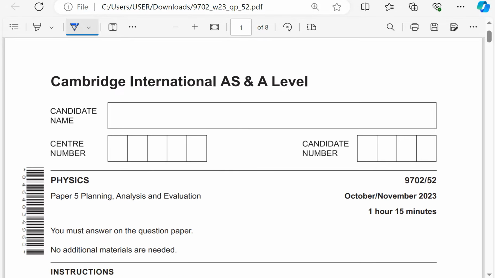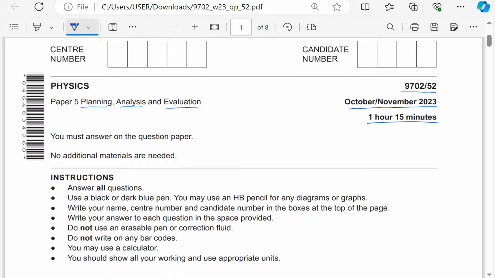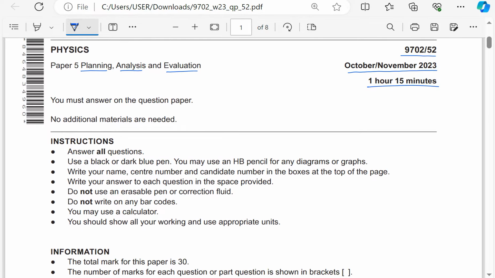So this is paper 5. It is called Planning, Analysis, and Evaluation. It's October, November 2023. This is 970252. The paper is always 1 hour and 15 minutes. So it means you should be able to divide your time into two parts. 45 minutes for question number 1 and 45 minutes for question number 2. So you must answer all questions.